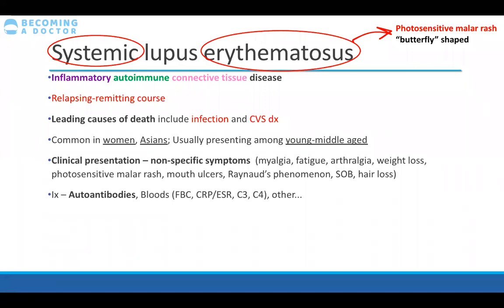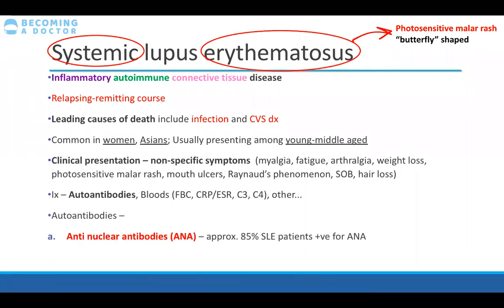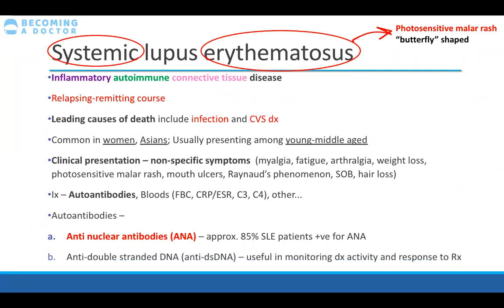So let's say, for example, someone's coming with kidney problems and you're suspecting they might have lupus, you can do urine analysis. You can do an albumin creatinine ratio if suspecting lupus nephritis. If you're suspecting another organ system, you might have to alter your investigations according to the symptoms. In terms of autoantibodies, anti-nuclear antibodies are positive in approximately 85% of SLE patients, and anti-dsDNA is useful in monitoring the disease activity and the response to treatment. But the first step is always ANA.